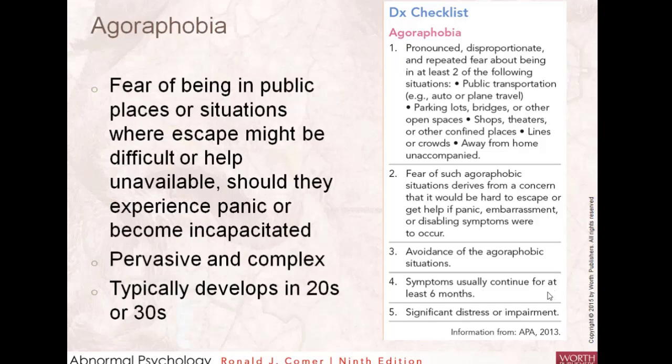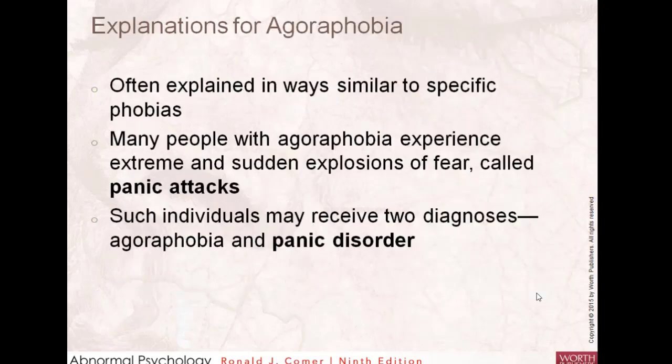Now, these symptoms usually continue for at least 6 months before we're going to be making a diagnosis, so it's not something that's short-term, but kind of a long-term problem. Now, where does agoraphobia come from? Well, we're thinking that part of this may just be similar to the phobia issue, so maybe classical conditioning, maybe modeling, for example. But also there's this association with panic disorder, which we're going to touch on in a second, but this is a person maybe who's had a history of panic attacks.